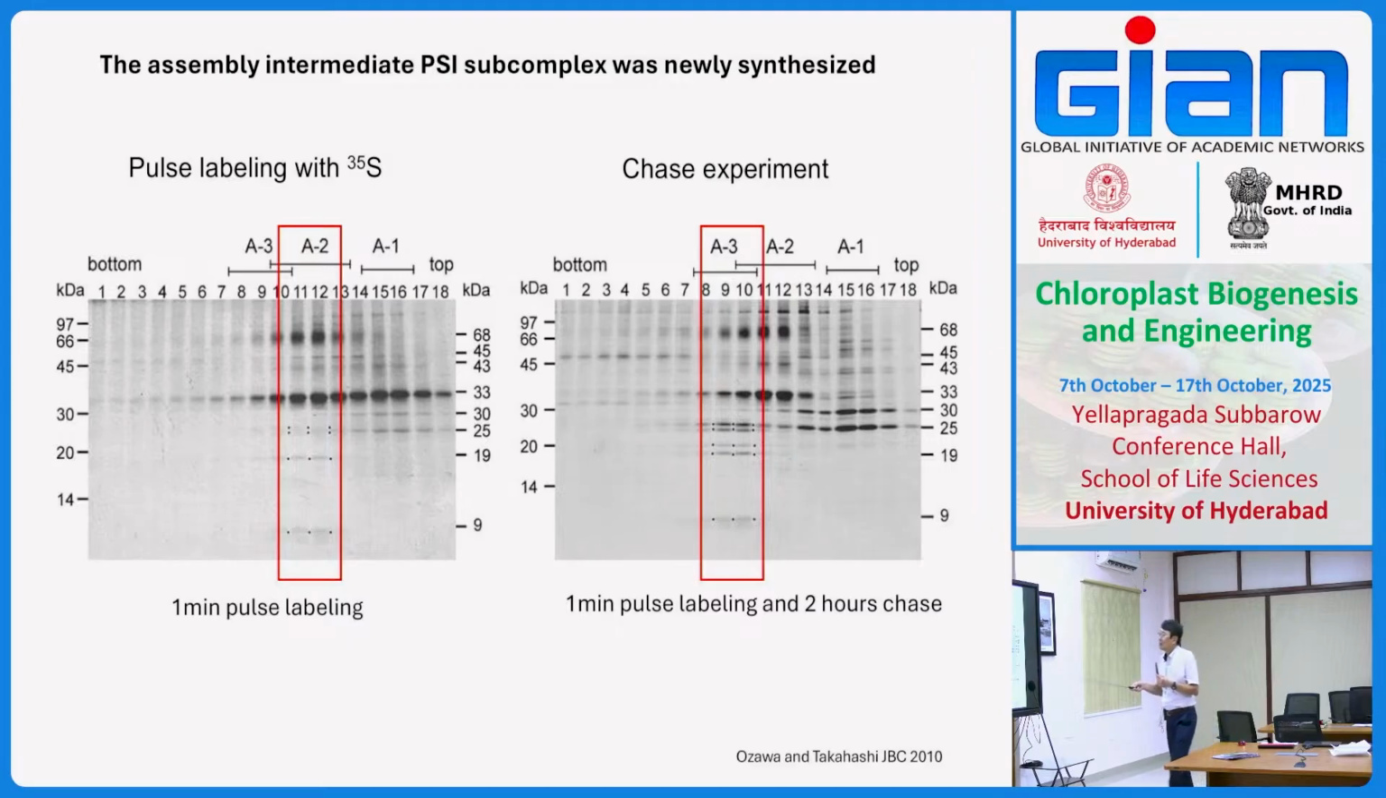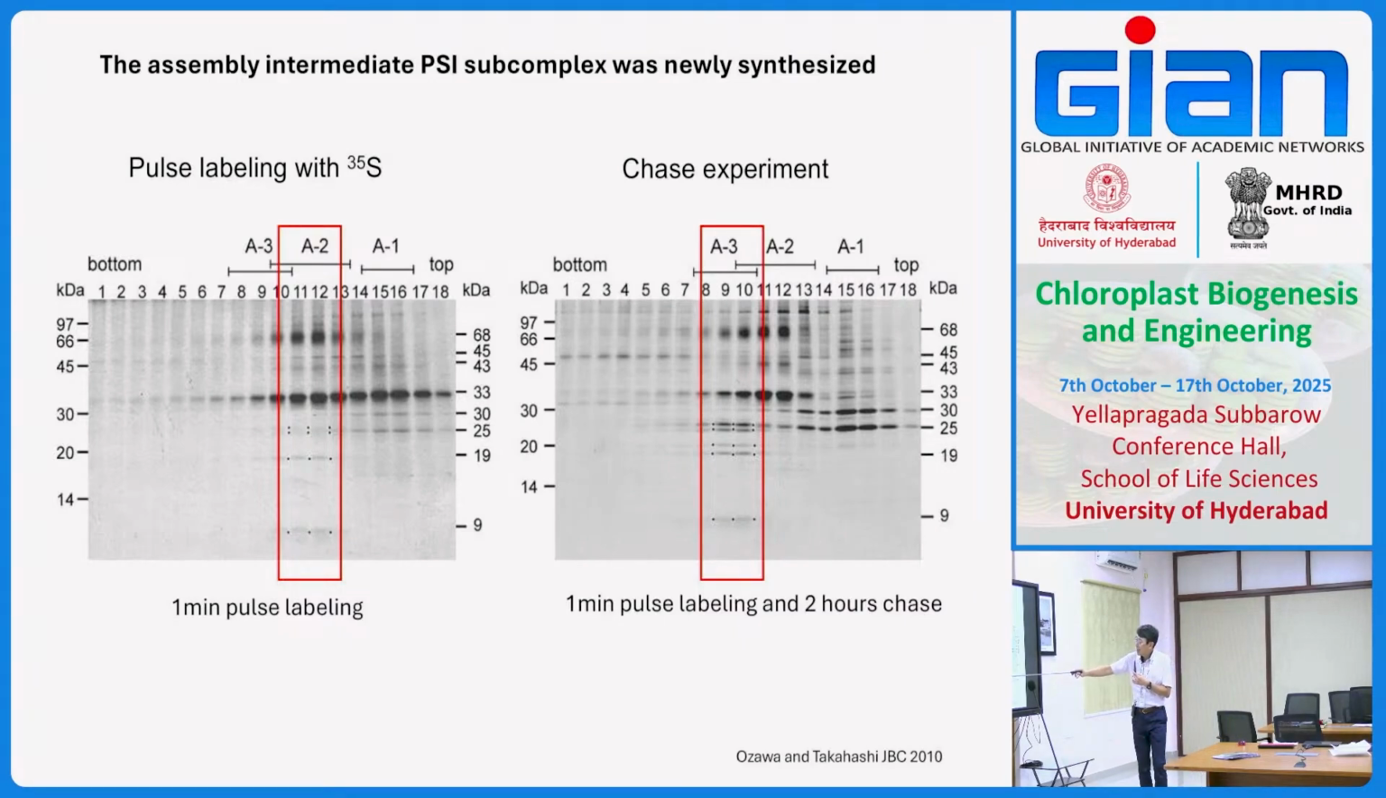After 1 minute of labeling, you can stop the labeling by adding non-radioactive sulfur, S32, or sometimes by a protein synthesis inhibitor. But usually we don't use this. In a chase experiment, after pulse labeling, you stop the labeling by diluting the radioisotope with non-radioactive sulfur, and then you follow the fate of the labeled protein. That's the chase, the destiny of the newly synthesized protein.